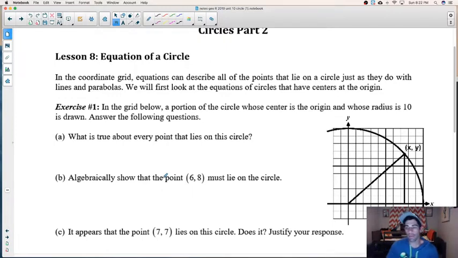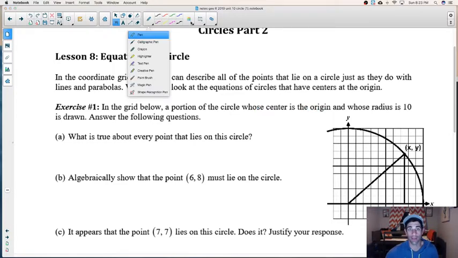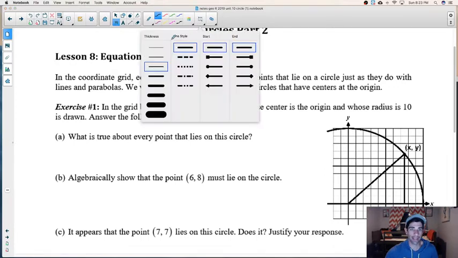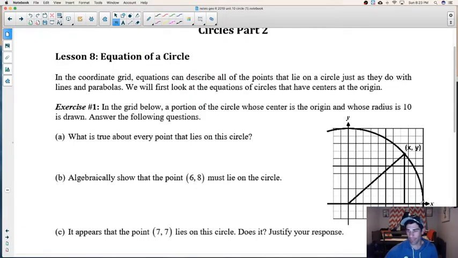So right here I have a coordinate plane showing part of a circle and a nice little right triangle, identifying this point as x comma y. In this grid below, a portion of the circle whose center is at the origin, so remember that's 0 comma 0, and whose radius is 10. So this is going all the way from there to there as 10.